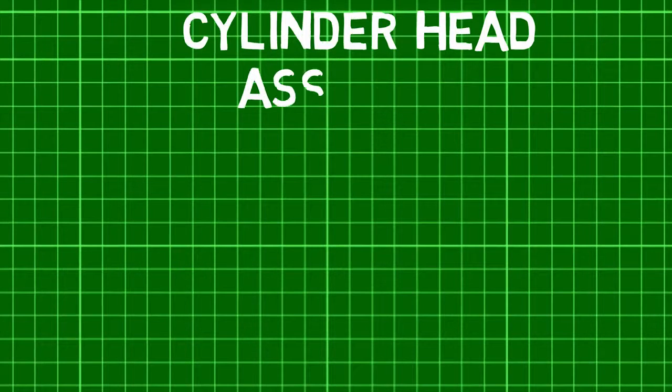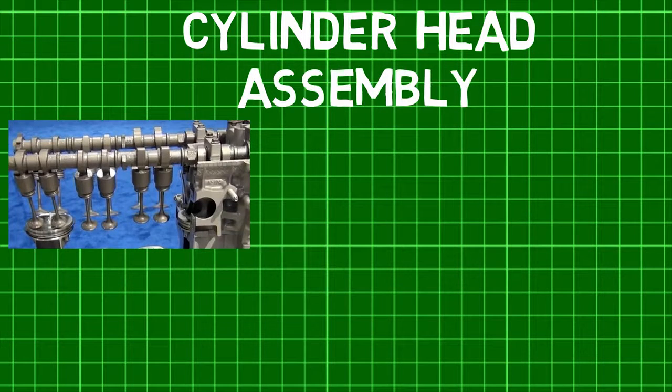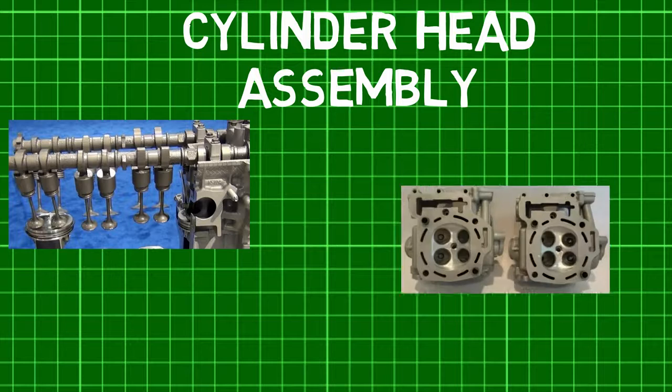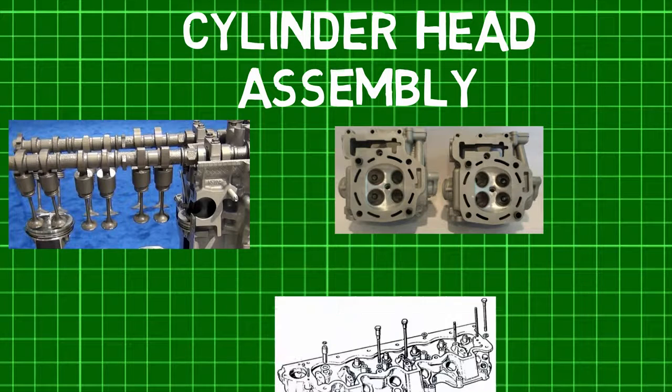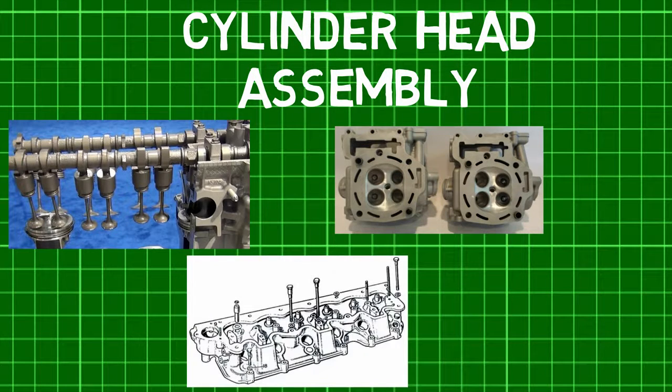Now, there are three major components of an internal combustion engine. First is a cylinder head assembly, which consists of intake and exhaust valves and their respective camshafts. The cylinder head assembly sits right on top of the engine block and controls the intake of fuel, the combustion of fuel, and finally the exhaust of residue gases. The camshafts above the valves control the opening and closing of the valves.